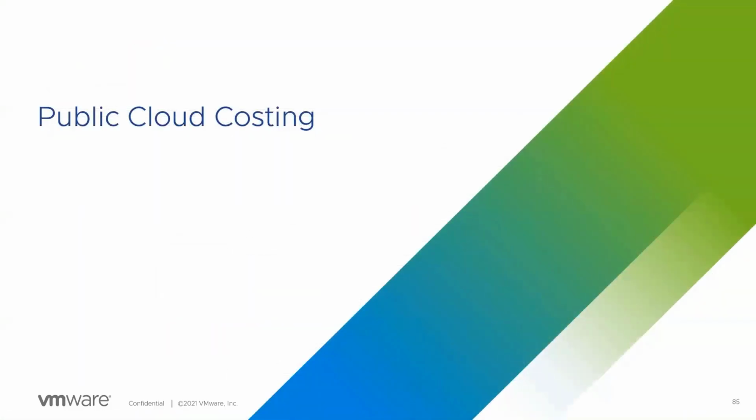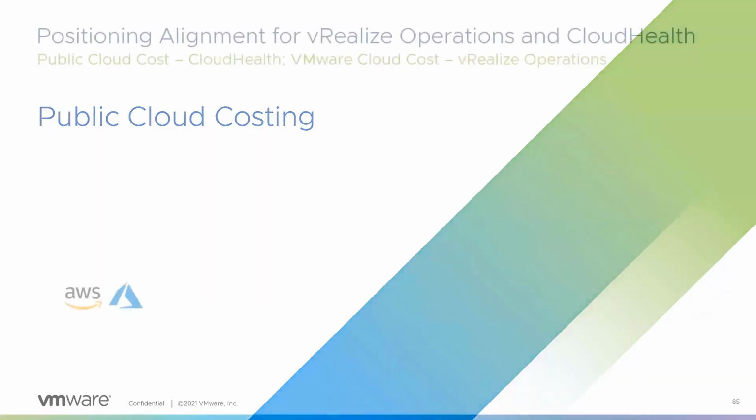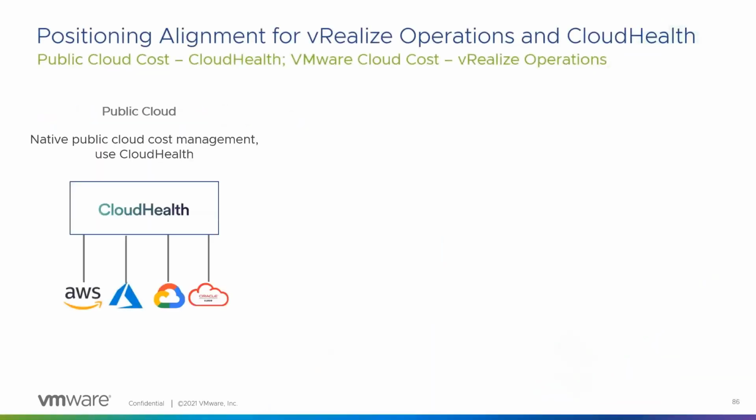So the next thing I want to talk about is from a public cloud perspective. Previously, everything I've been talking about is for vSphere clouds. I just want to touch on public clouds really quick. You may or may not be aware, VMware has two different costing solutions. The one is vRealize Operations, which is what I've been talking about so far. And then the other one is with CloudHealth. And I'll talk about when you would use one versus the other.